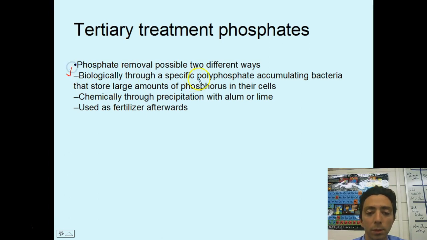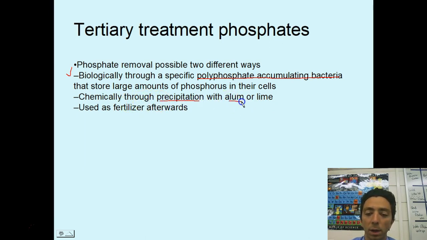Biologically is the first way, through what are called polyphosphate accumulating organisms, specifically the bacteria. These things are going to store up to 20% of their mass in phosphate from their environment, and so we can grow these and eventually harvest them, and we can dehydrate them and sell them as fertilizers or send them straight to the landfills.